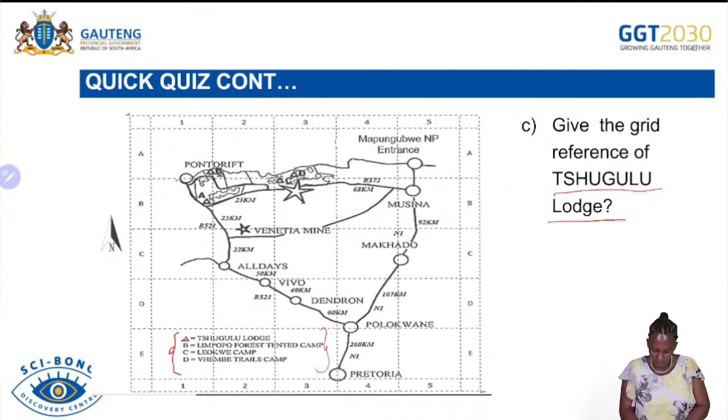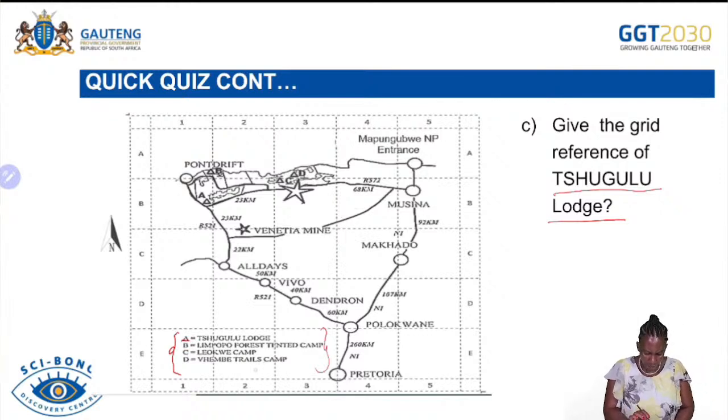So what is important here is that they did not write Chugulu Lodge on the map to say this is where it is. Now they've given us the Chugulu Lodge in terms of a key: A is Chugulu Lodge, B is Limpopo Forest Tent Camp, C is Lokwe Camp, and D is Vembe Trails. Because you are looking for A, you go to your map and identify, okay, there is my A, and my A is Chugulu Lodge.